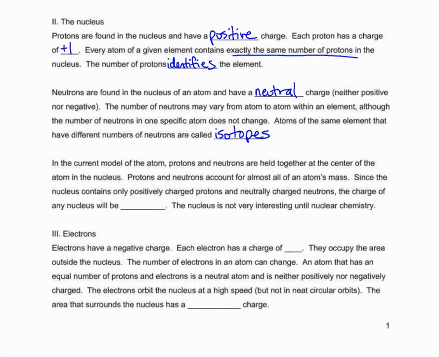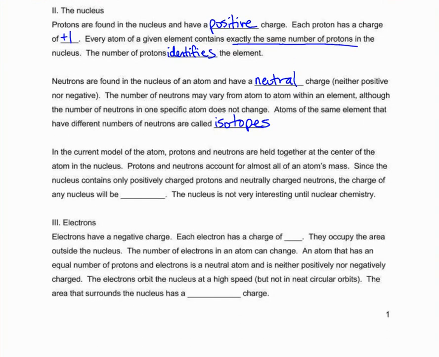In the current model of the atom, protons and neutrons are held together at the center of the atom in the nucleus. Protons and neutrons account for almost all of the atom's mass. Most of the mass is concentrated in this one small area. Since the nucleus contains only positively charged protons and neutrally charged neutrons, the charge of any nucleus overall will be positive.